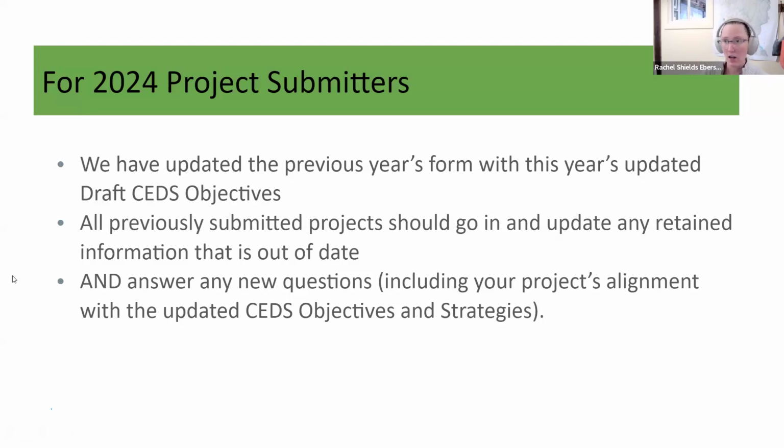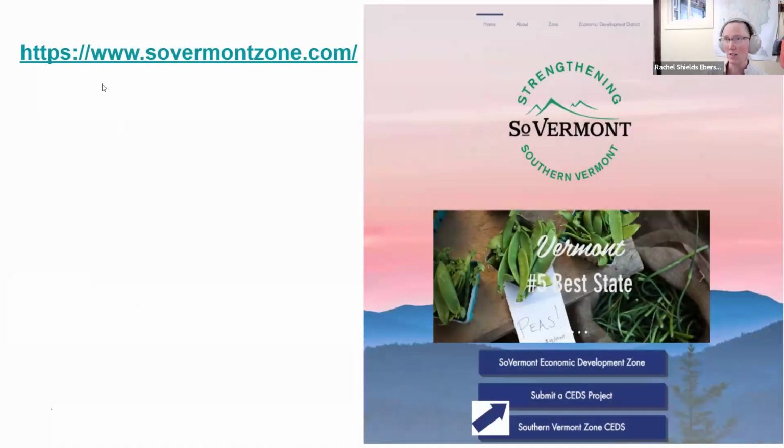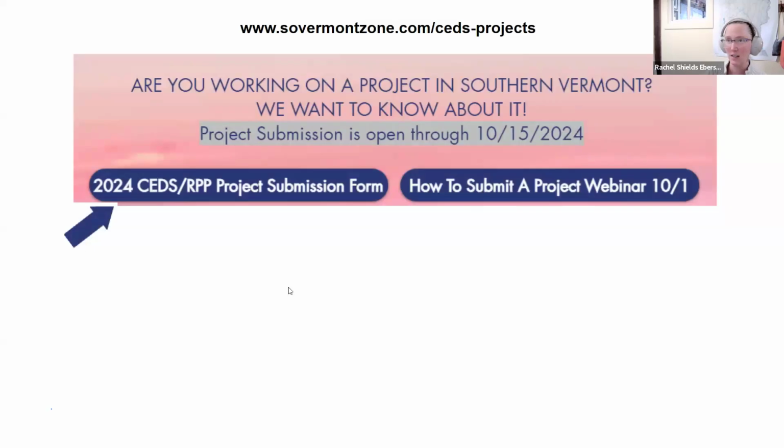All right, so this is how you get to the form. You go to SoVermontZone.com. You click on Submit a CEDS project. And we're doing this webinar right now. Projects are due on the 15th, so we have about 2 weeks to submit. And then you click this button to go to the submission form itself. I am going to stop sharing that for a moment so that I can take you to the live form and walk you through it. And if you have questions as I'm going through, maybe raise your hand so Meg can see that. I might not see it because I'm looking at this form here.